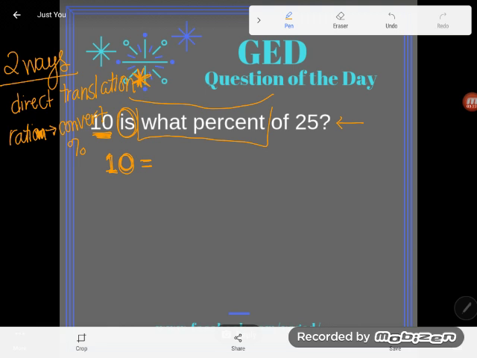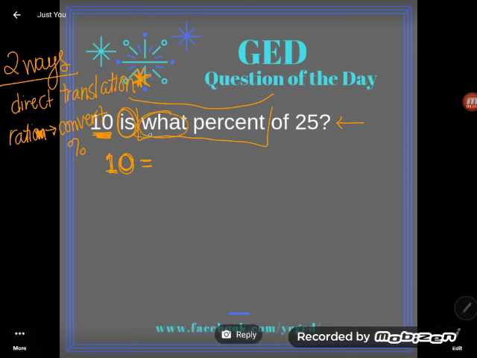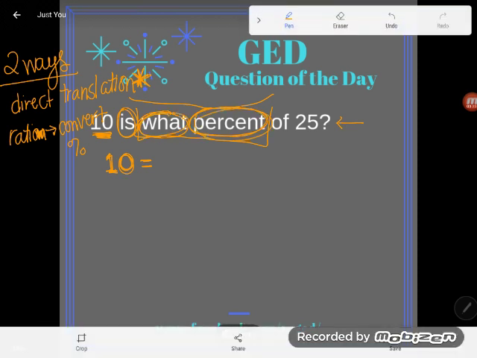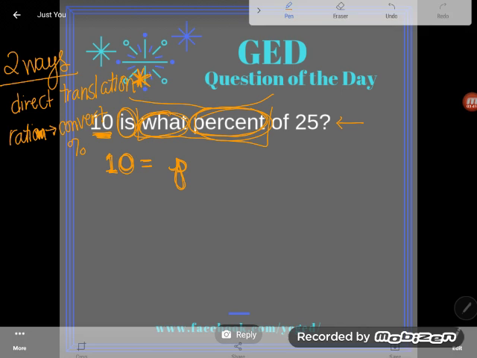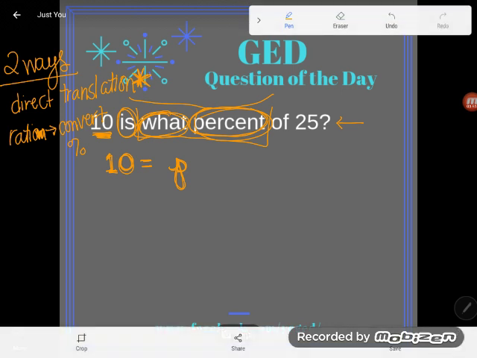Now I see a really interesting thing here. It says 10 is what percent? What percent? So this is an unknown thing. I do not know the percent that 10 is. Whenever you have an unknown in algebra, you let a letter stand in for it. So I'm going to use the letter P since what we have is a missing percent. 10 is what percent?